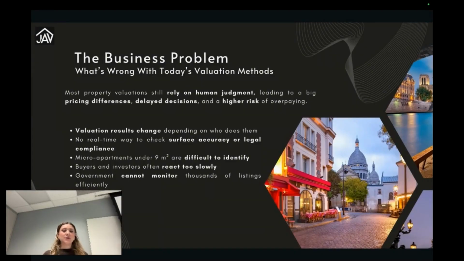Some buyers and investors often react too slowly, making things more complicated and difficult. And on the government side, it cannot easily monitor thousands of listings efficiently to enforce the loi Carrez, so under 9 square meters.